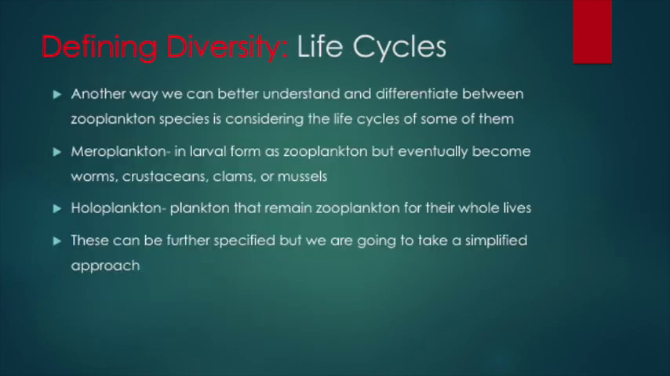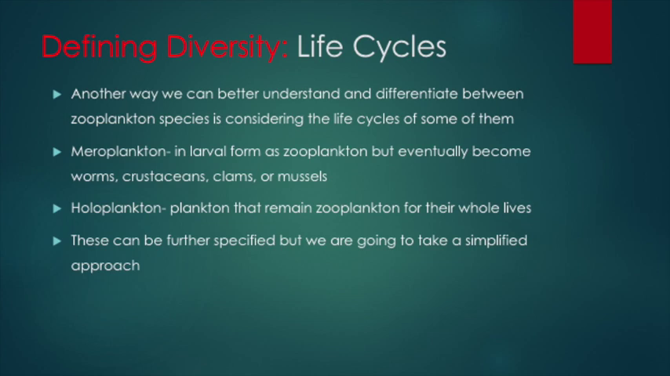Another option for defining diversity and categorizing the zooplankton is thinking about life cycles. And it's a great way to differentiate between zooplankton species because some of them have different life cycles, and there are 2 main types. We discussed them earlier briefly, but one is meroplankton, which are zooplankton that eventually become different animals.